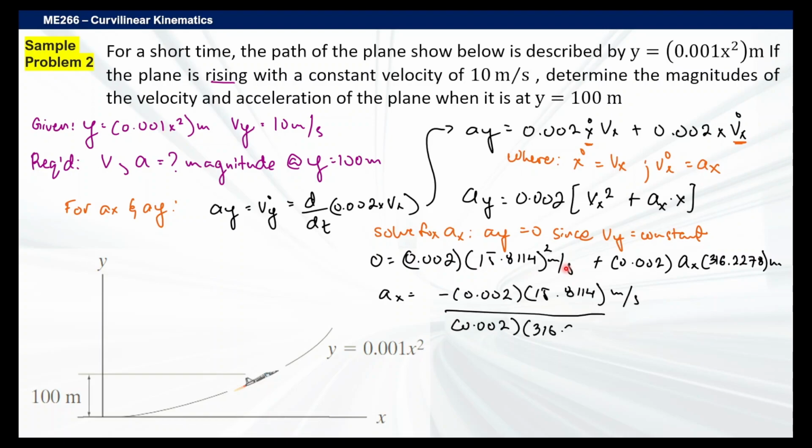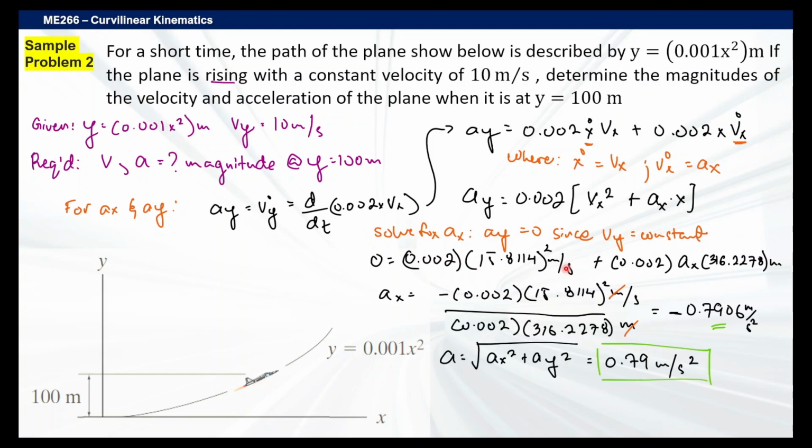And we have ax here would be negative 0.7906 meters per second squared. In this case, makukuha natin yung magnitude niya, which is simply the square root of ax squared plus ay squared, equals 0.79 meters per second squared. Okay?